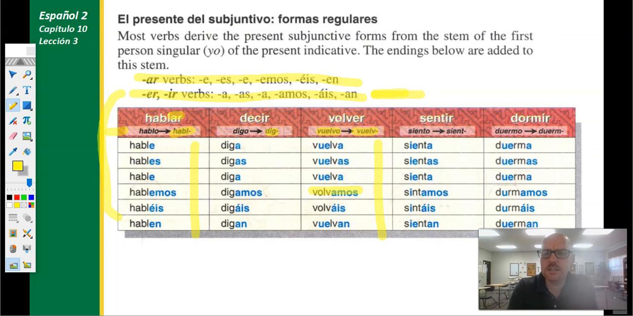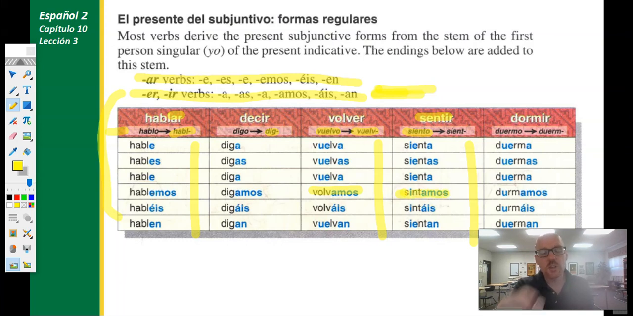Let's look at sentir. Sentir is an interesting one because it's an IR verb that has an e to ie stem change. IR verbs get a little bit different form, but we'll look at it in just a second. The regular yo form is siento. We drop the o, we're left with sient. Then because it's an IR verb, we're going back to this second list here. IR verbs get a, as, a, amos, and an. So we have sienta, sientas, sienta, sintamos, and sientan.